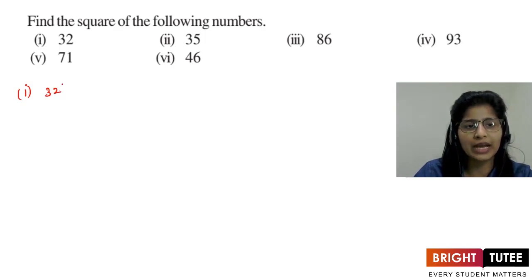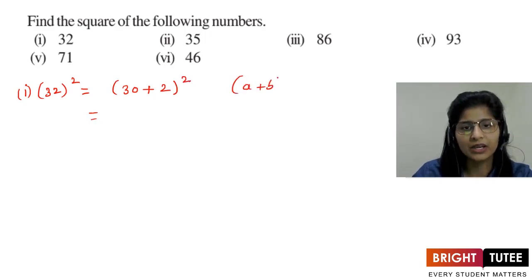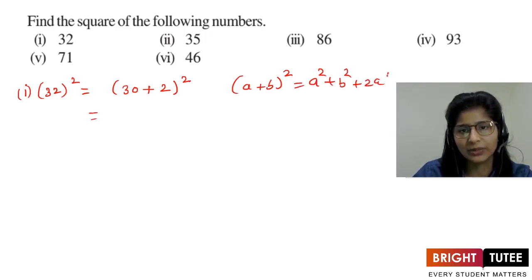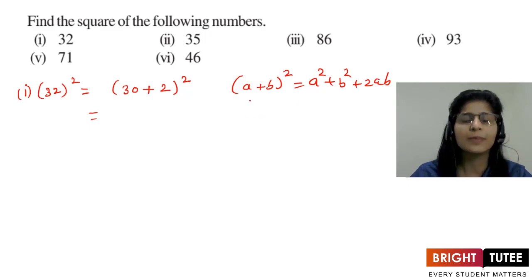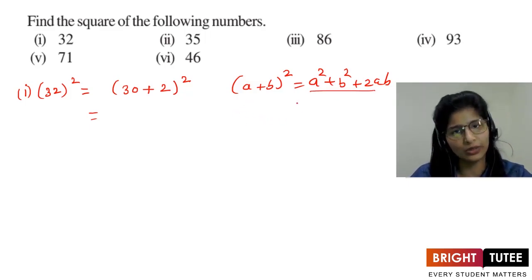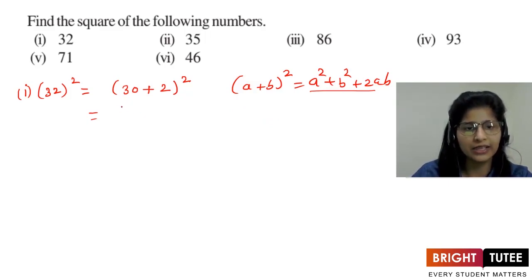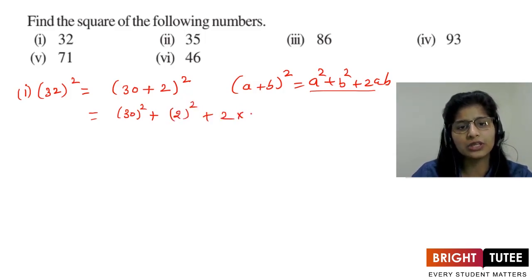32 square can be calculated by putting 32 as (30 plus 2) whole square. Clear? So we know (a plus b) whole square is equal to a square plus b square plus 2ab. This identity we know because when we multiply (a plus b) with (a plus b), we get this only. So a here is 30: 30 square plus b square, b is 2 here, plus 2 into a into b.